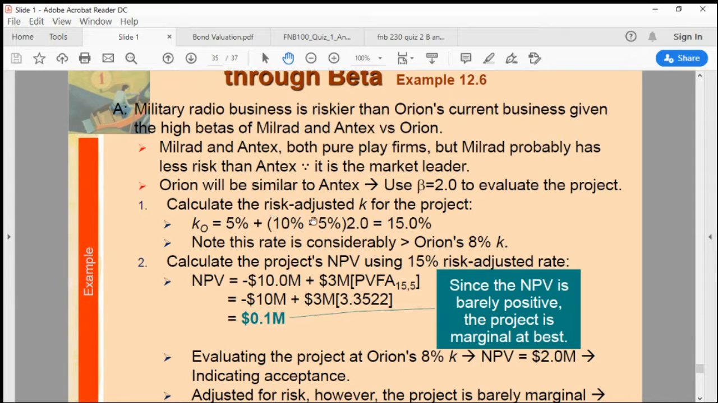Plus, market return minus risk-free, times beta. It comes to 15%. And then if you calculate the project's NPV using the 15% risk-adjusted cost of capital, it comes to 0.1 million. So think about it. Since the net present value is positive, but barely positive, the project is marginal at best. It's marginally acceptable, right?